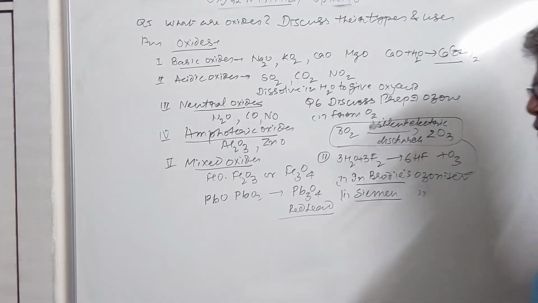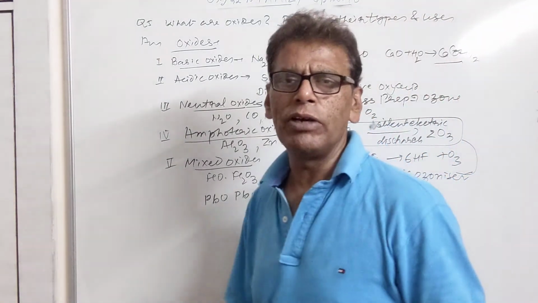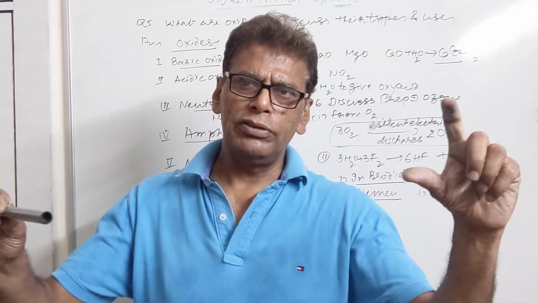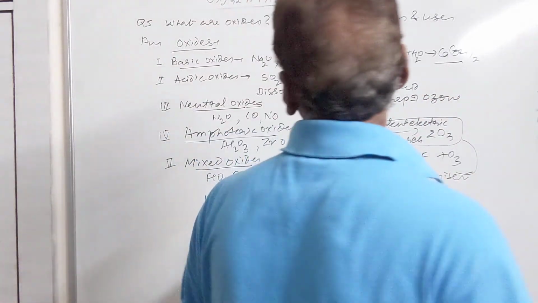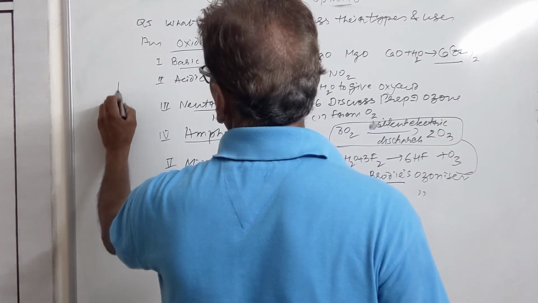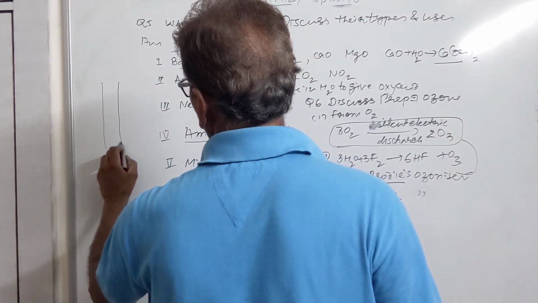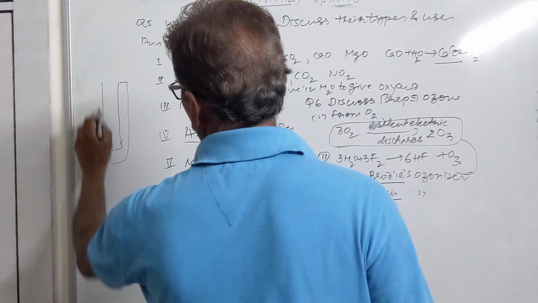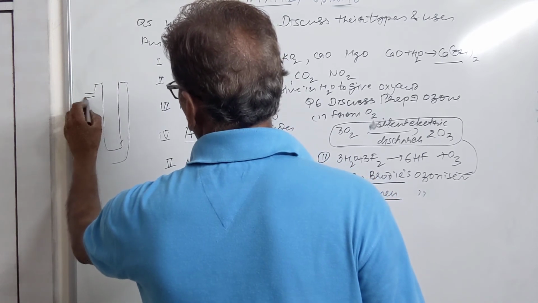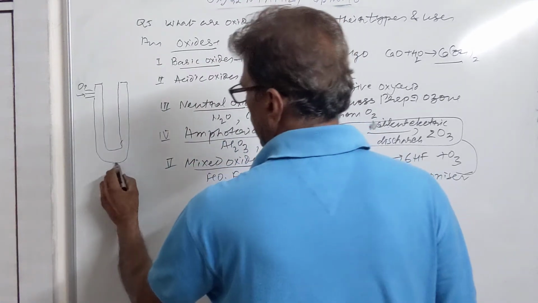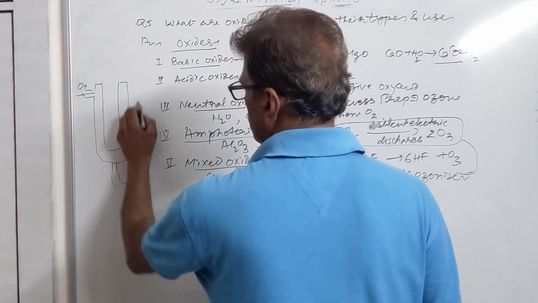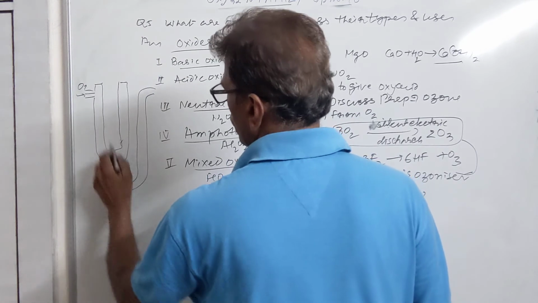Now, what are these processes? In Brodie's ozonizer, we have a tuning fork, जो फिजिक्स में हम यूज करते हैं, like a test tube. उस तरह की एक ग्लास की ट्यूब होती है, like a tuning fork. ये है ऐसी. यहाँ से ऑक्सीजन पास की जाती है और यहाँ से ये आउटलेट है जो कि ओजोन को देगी.